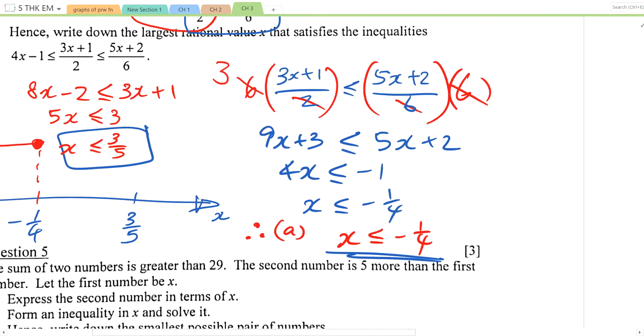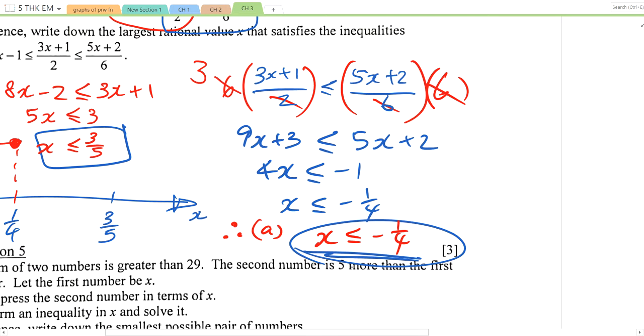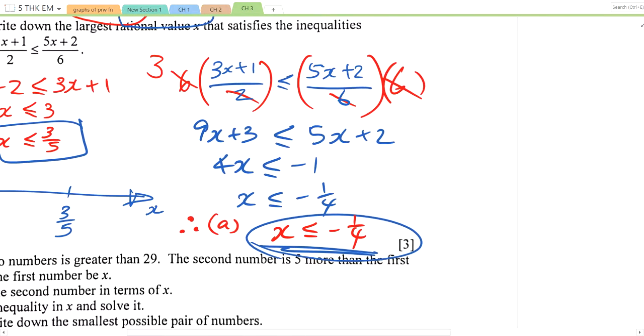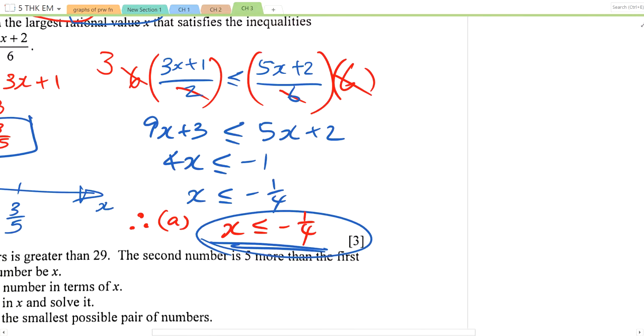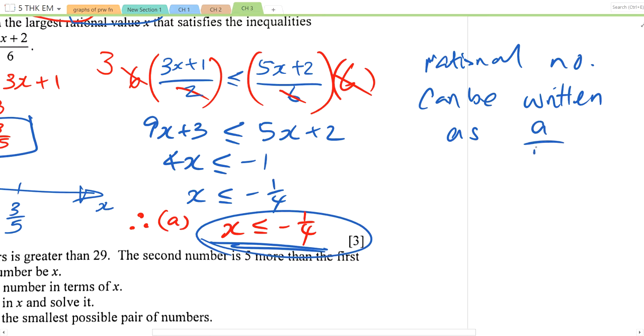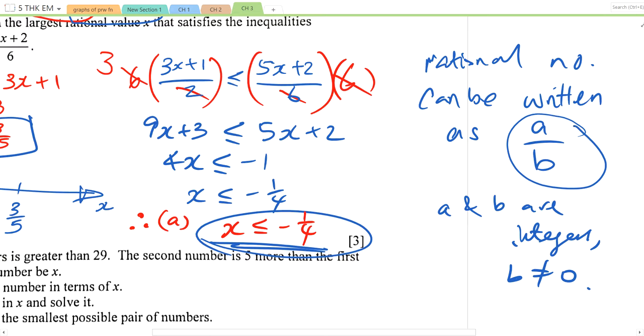Hence, write down the largest rational value of x that satisfies this. Rational. What are rational numbers? Rational numbers can be written as a over b, where a and b are integers, but b not equal to 0. So many numbers can be written as a over b. Fractions, a over b, 1 over 2, 3 over 8. These are all rational numbers.